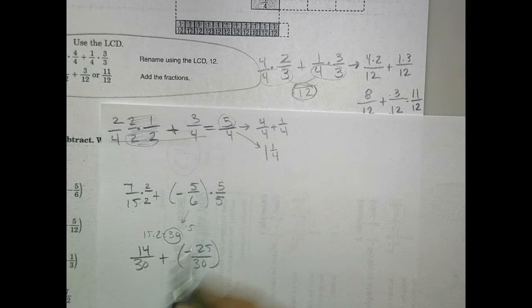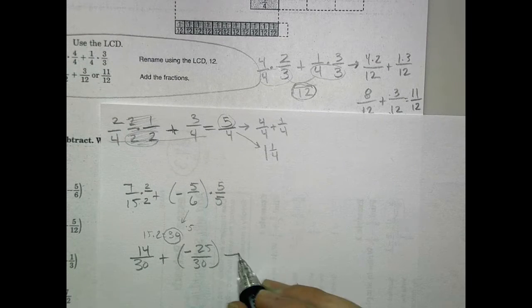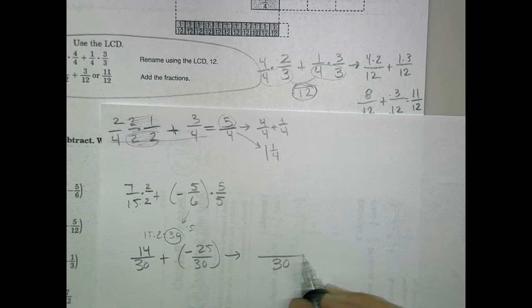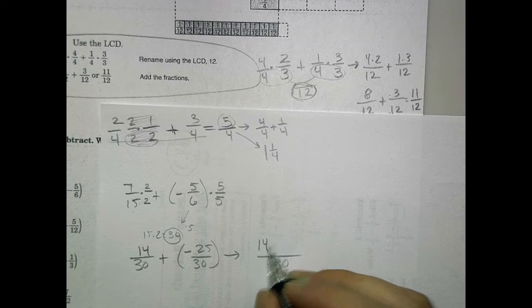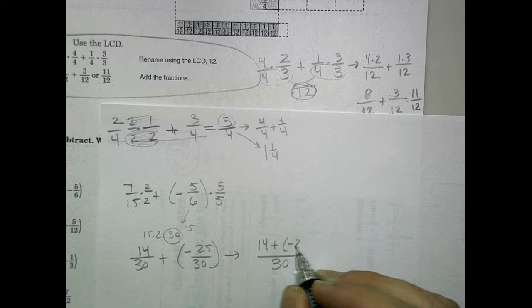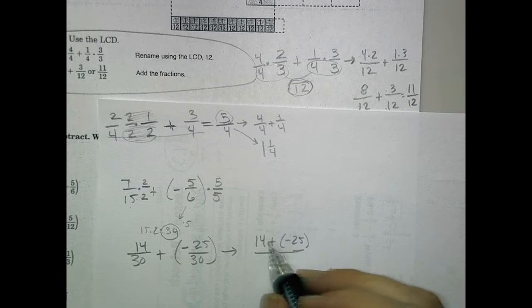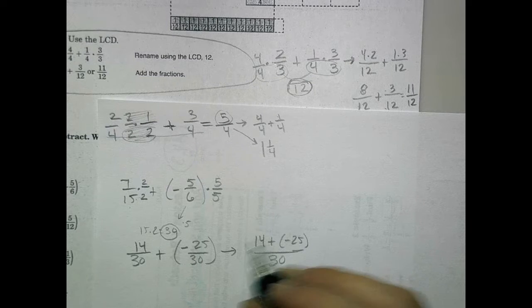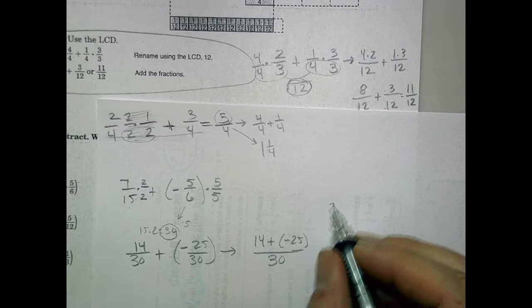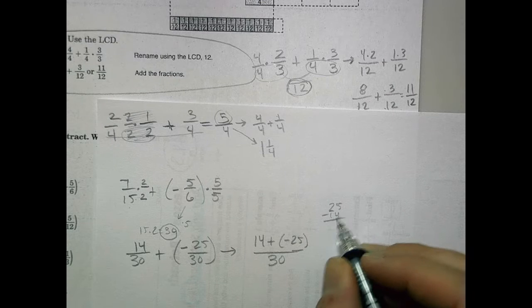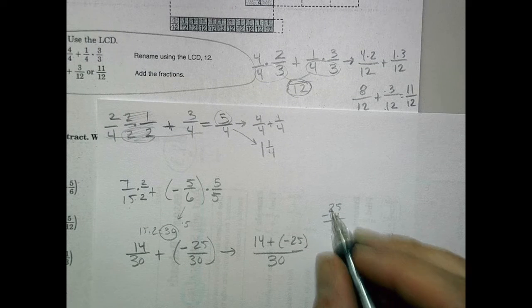Okay. Now I have denominators the same, so that's going to be a 30 on the bottom, and I have 14 plus a negative 25. So now I'm back to the previous lesson, where if I'm adding a negative number here, the signs are different, so I'm going to find the difference. 25 minus 14. 5 minus 4 is 1. 2 minus 1 is 1.